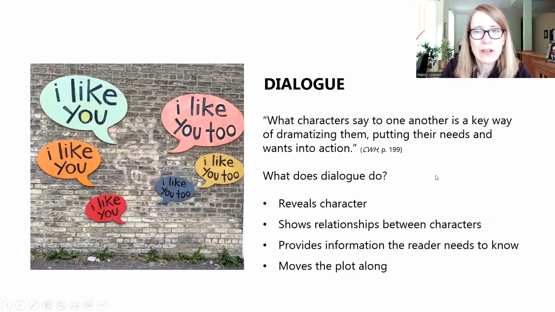Okay, so now we're going to talk a little bit more about dialogue. In Creative Writer's Handbook, there's a quote: what characters say to one another is a key way of dramatizing them, putting their needs and wants into action.